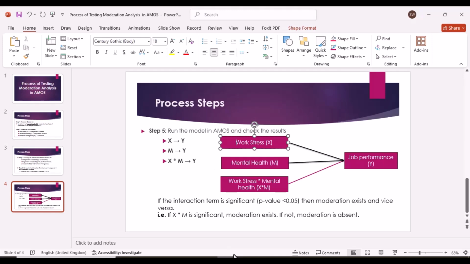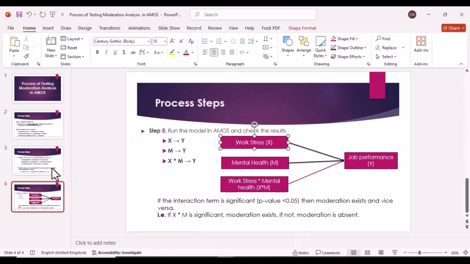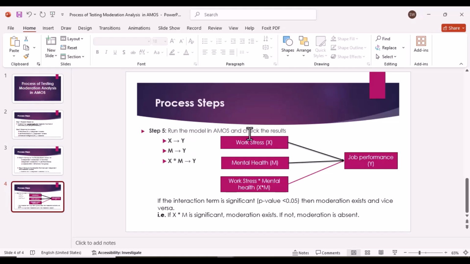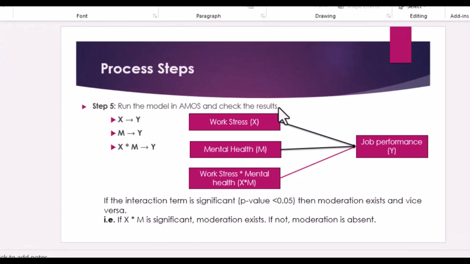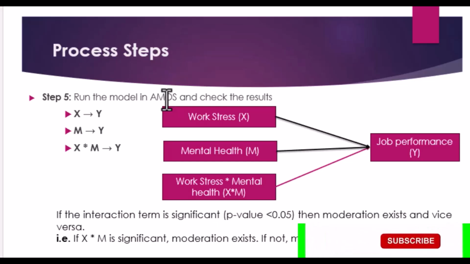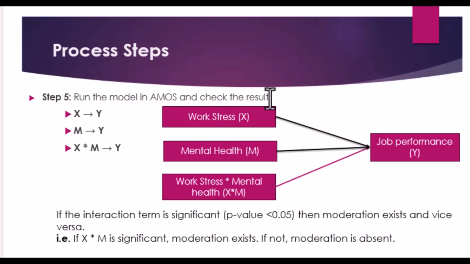What do we have to do in the next step? Let's check. The next step is step number 5, which is to run the model in AMOS and check the results. So from here we are going to go to AMOS software and run this analysis. For this particular video, this is the end of this tutorial. In the next video, we are going to run the analysis in AMOS. So make sure to follow the next video so that you can learn how we carry out this moderation analysis in AMOS, how we draw this model, and how we analyze the results of the moderation analysis. Thank you.